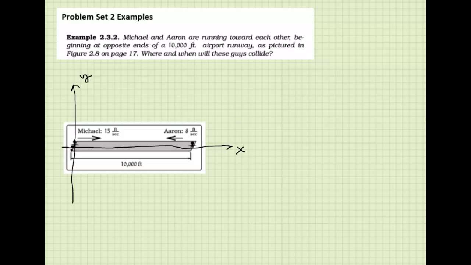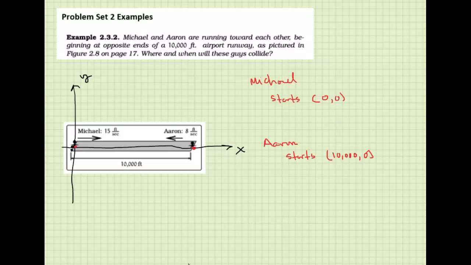Okay? So we can see Michael's starting point. He starts at 0, 0. Alright? And Aaron, because they're 10,000 feet apart, he starts at 10,000, 0. So these are their starting locations. Okay. Now let's see what happens when you start the time. Okay, so you go ready, set, go. They start running. You start the time, and they start moving towards each other.